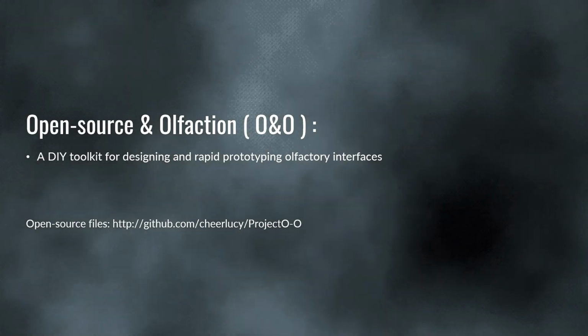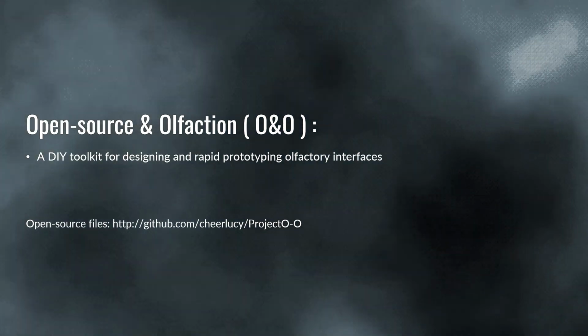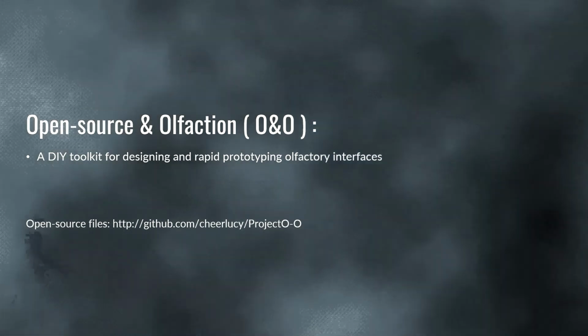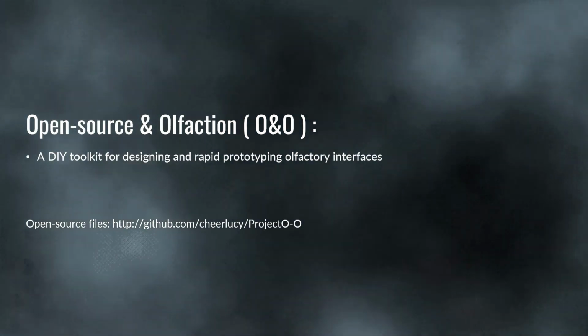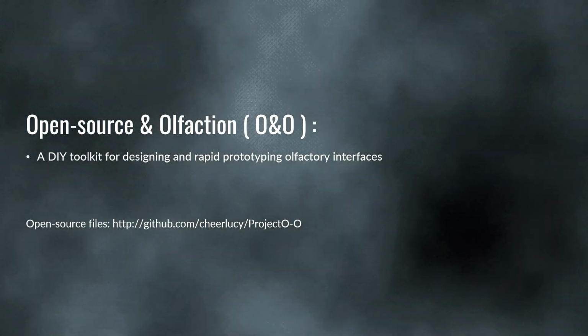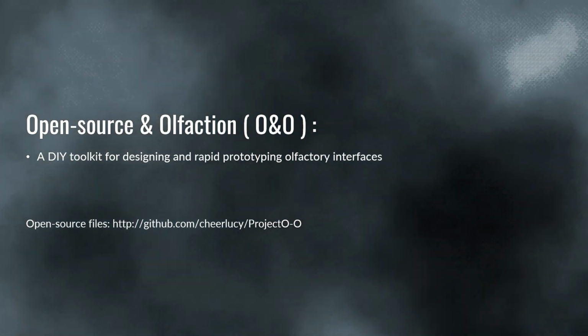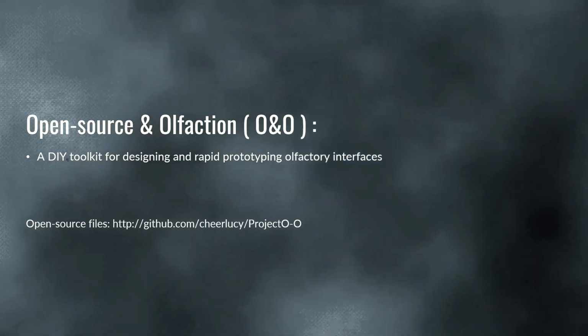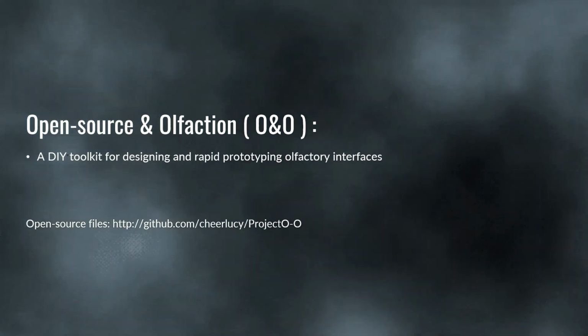In conclusion, O&O is a DIY toolkit that reduces complexity, guides design exploration, empowers new audiences, and enables replicability beyond one-off applications. For more discussion about the toolkit, evaluation process and methods, findings, and future implications, we invite you to check the paper and open-sourced files.